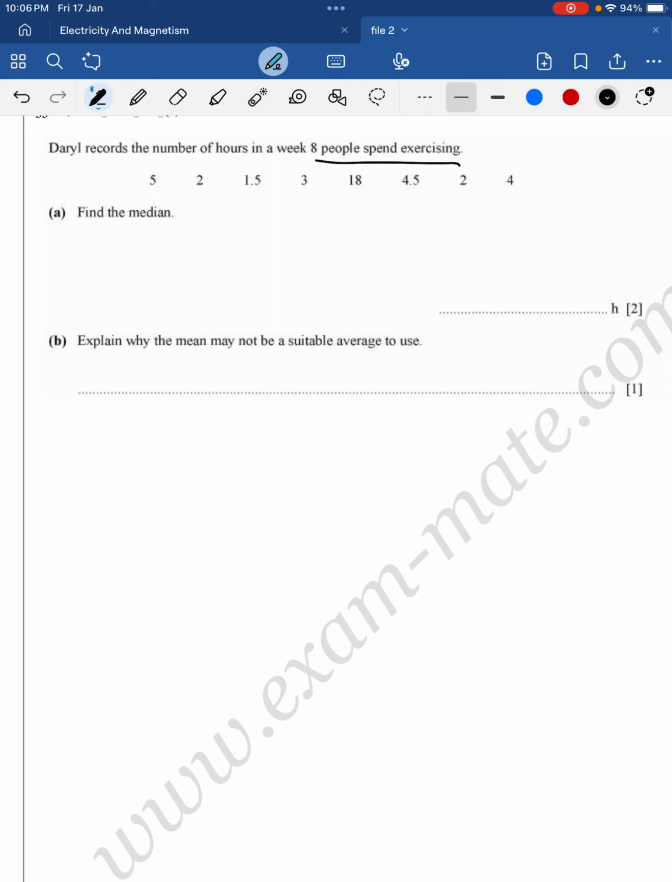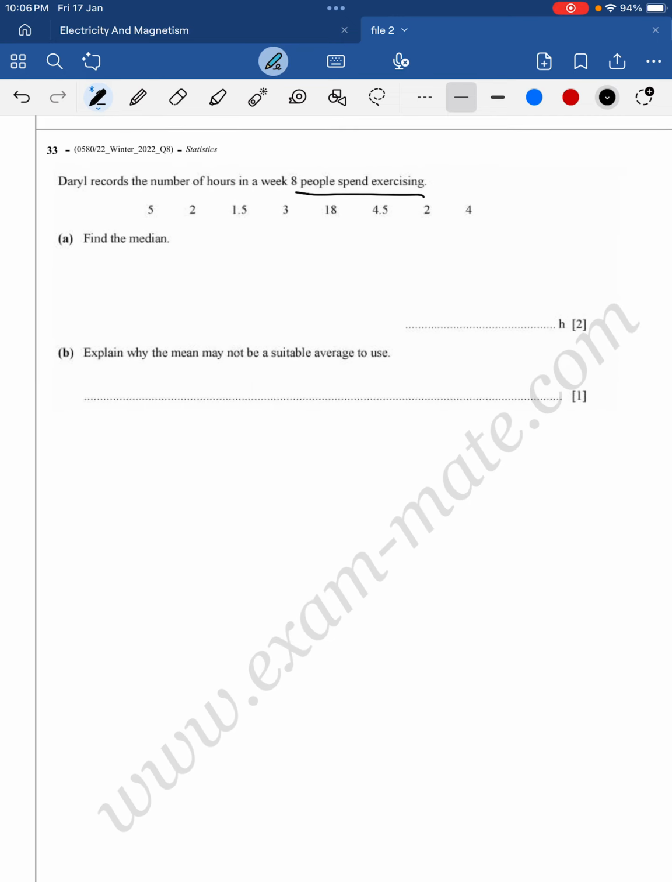So the first thing is, for finding the median, we should have the data arranged in ascending order. In the previous questions, we had a stem and leaf diagram, so that was already arranged because we have to arrange the data in the stem and leaf diagram. But in this question, we have unarranged, unordered data.